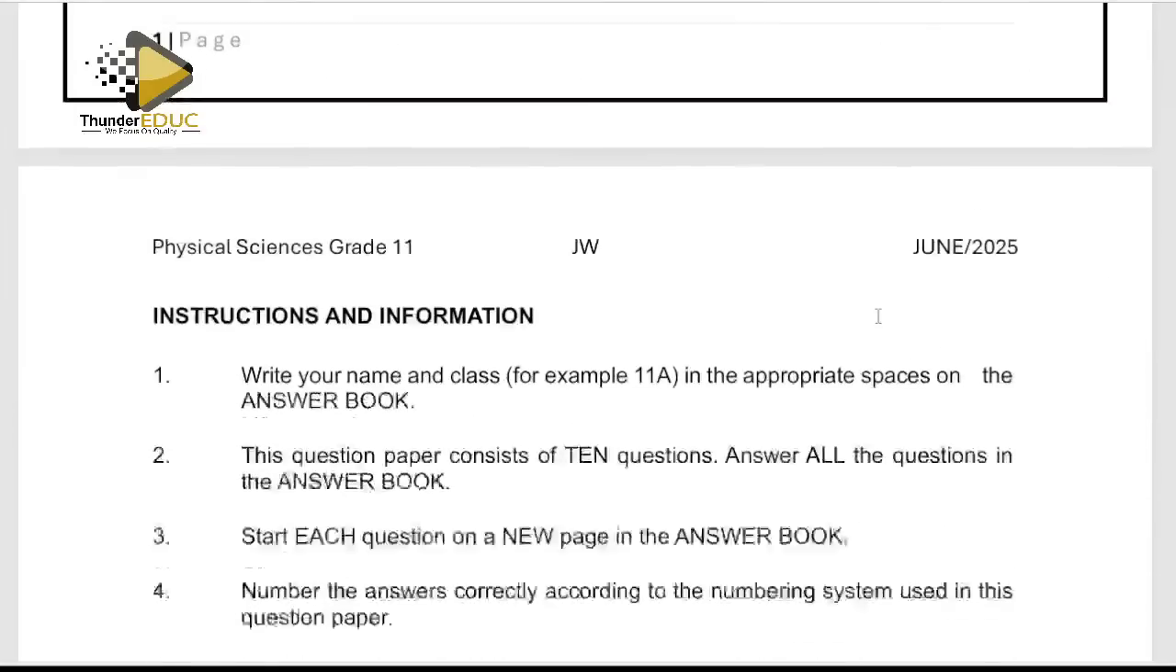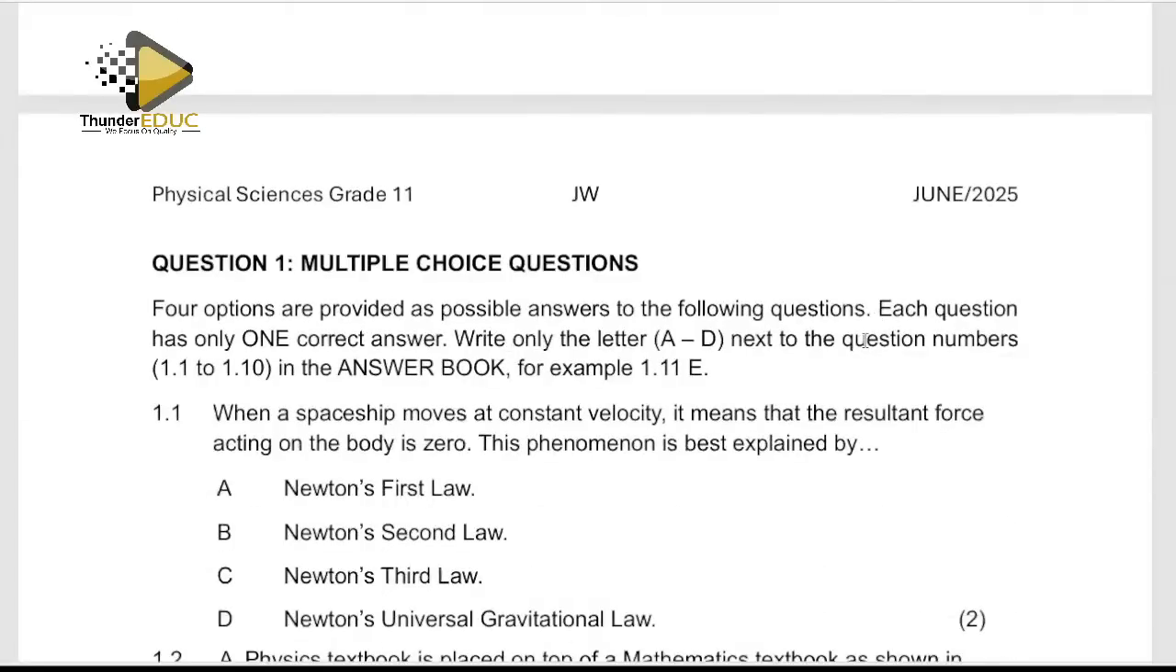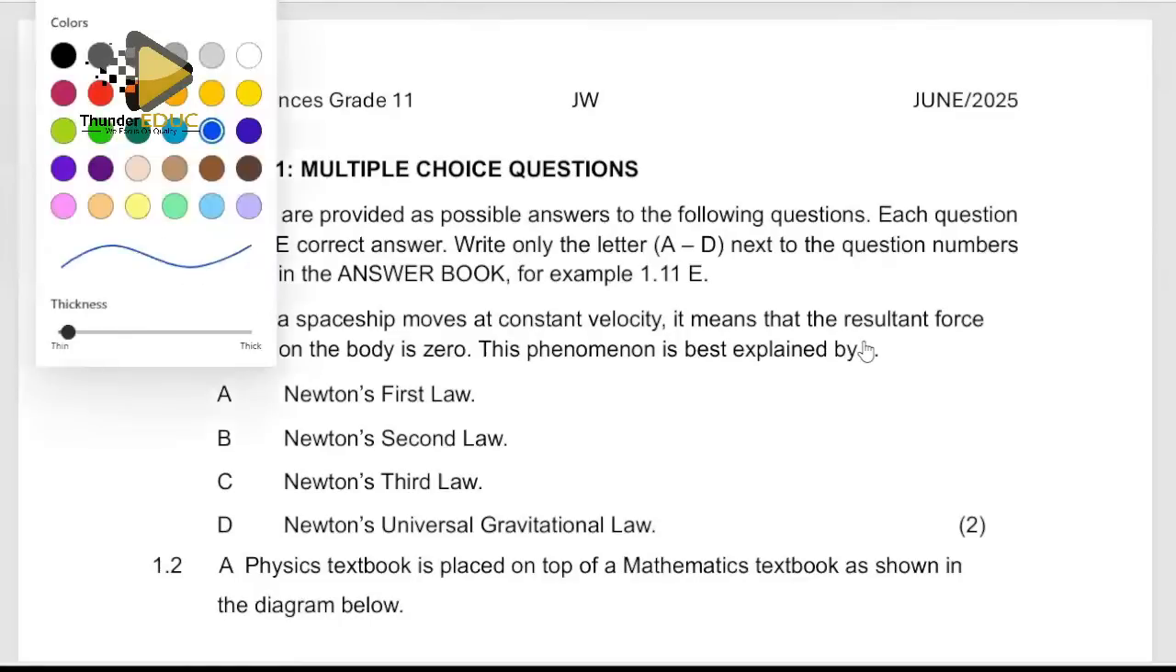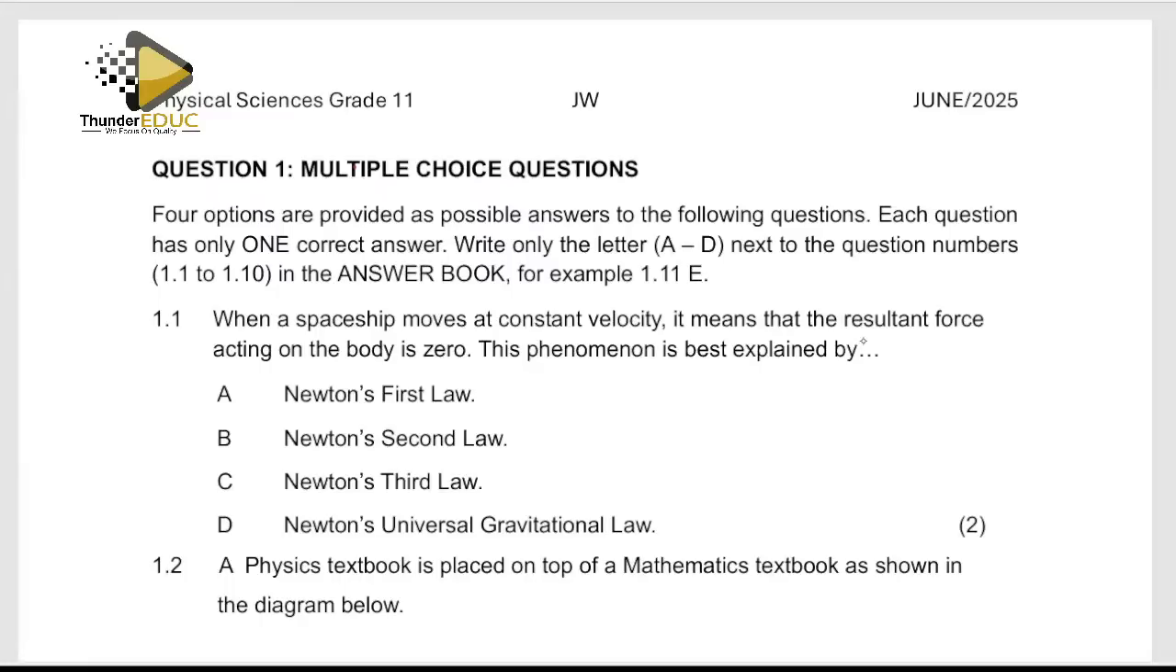So let's get straight to the paper. Section A, which is question number 1, has 10 multiple choice questions and we must choose the correct option. For 1.1, they're telling us that when a spaceship moves at a constant velocity, it simply means that the resultant force acting on the body is 0.